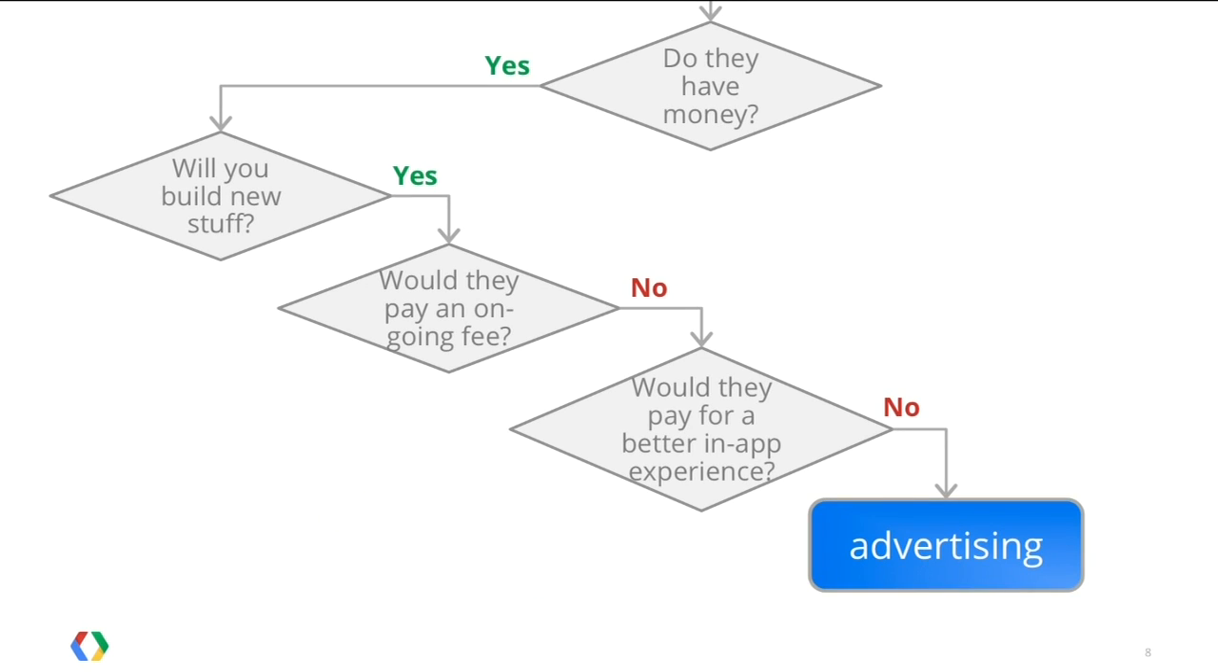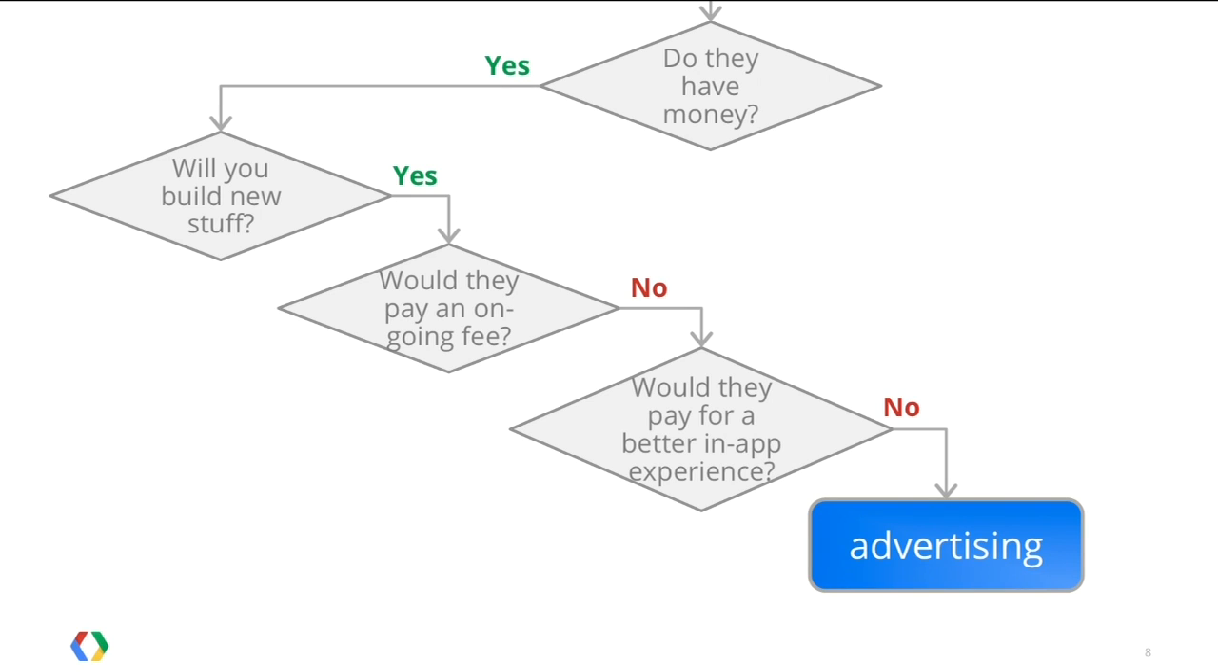But in other examples, looking somewhere else on the flowchart, you may have another group of users who are not actually willing to pay anything. Maybe they're just browsing through your app. Maybe it's an RSS reader or something. And in that case, you should think about a different business model, in this case, advertising.